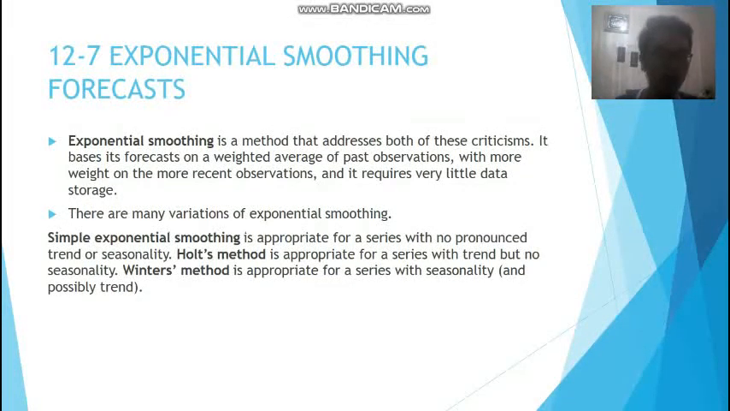12.7 Exponential smoothing forecast. Exponential smoothing is a method that addresses both of these criticisms. It bases its forecast on a weighted average of past observations, with more weight on the more recent observations, and it requires very little data storage. There are many variations of exponential smoothing. Simple exponential smoothing is appropriate for a series with no pronounced trend or seasonality. Holt's method is appropriate for a series with trend but no seasonality. Winters' method is appropriate for a series with seasonality and possibly trend.